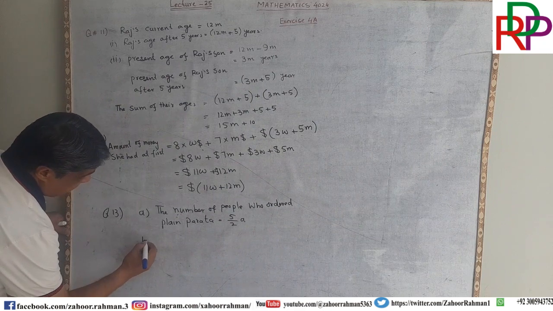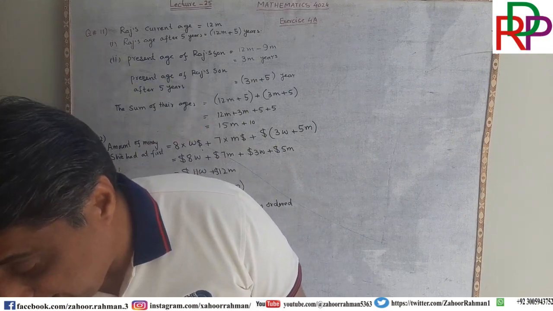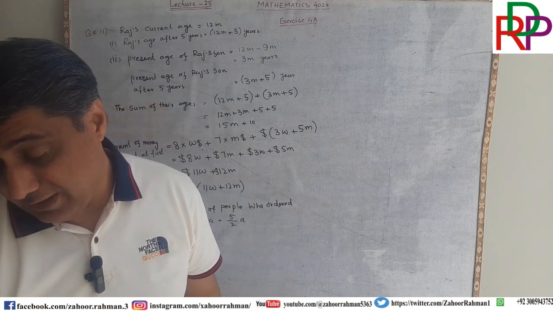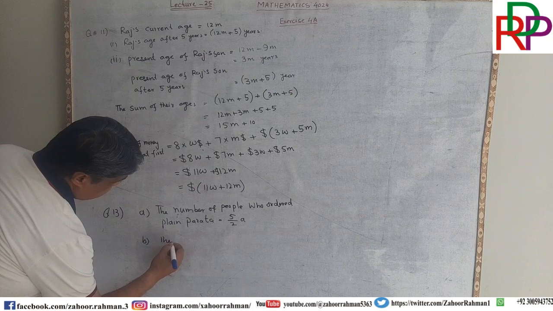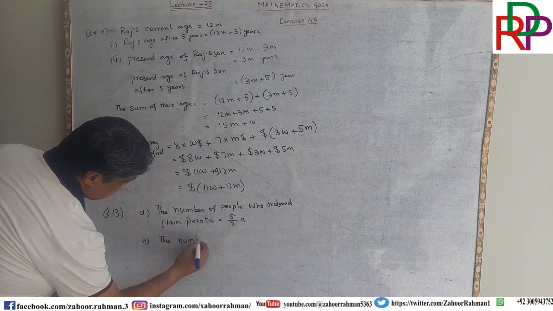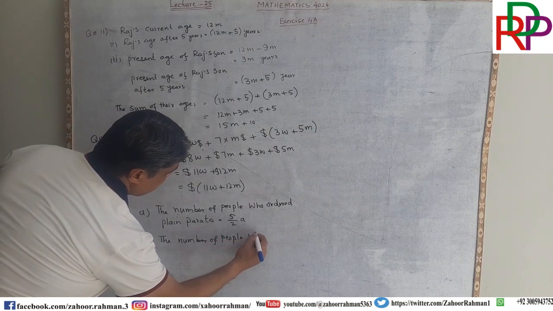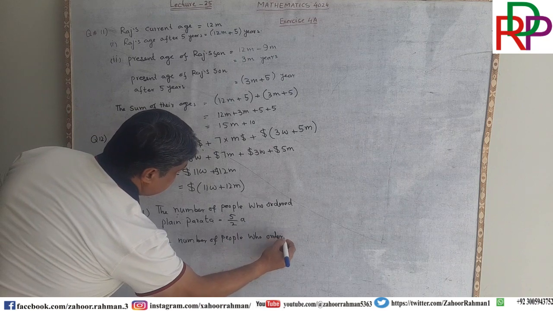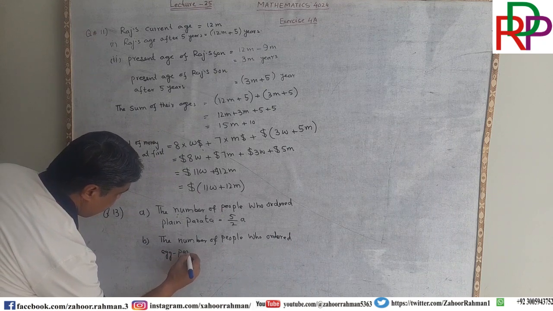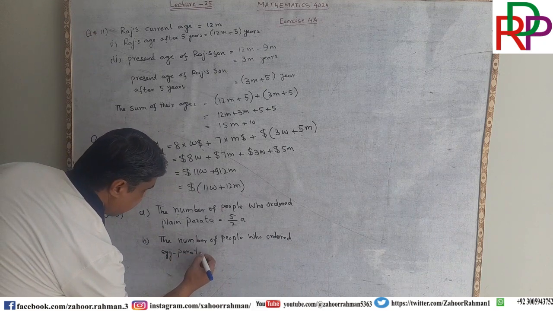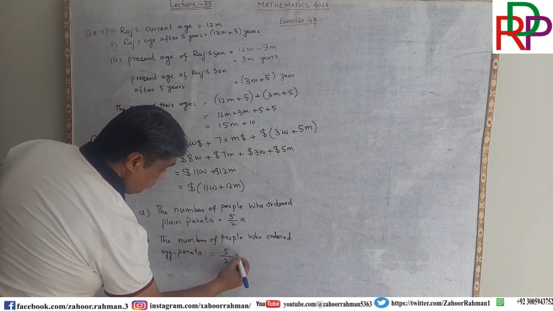Now in the second part they are saying that if B people order plain paratha, how many people order egg paratha? The number of people who ordered egg paratha, you have to write now. First, the egg paratha is equal to 5 ratio 2b.